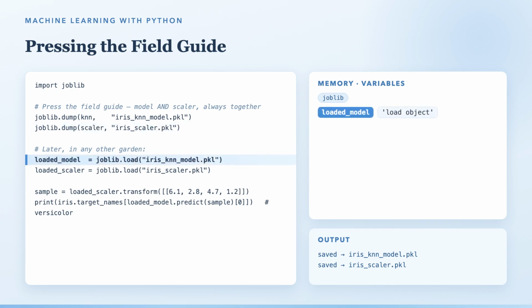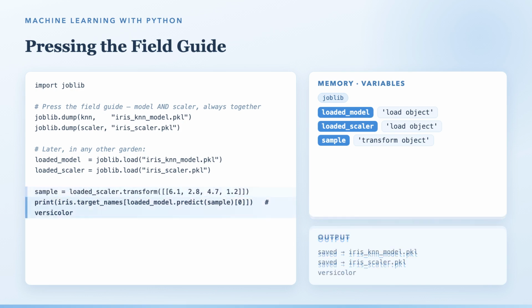A few closing lines. We import joblib, then 2 dumps. joblib.dump saves knn into a file called iris_knn_model.pkl, and joblib.dump saves scaler into iris_scaler.pkl. Model and rulers, kept together. Later, in any other garden, 2 loads bring them back. joblib.load gives us loaded_model, and joblib.load gives us loaded_scaler. Then a sample, loaded_scaler.transform, on 6.1, 2.8, 4.7, 1.2. The same calibration first, always, and the print, iris.target_names, with loaded_model.predict on the sample, answers versicolor, just as before. Save together, load together, and the meadow keeps its promise.